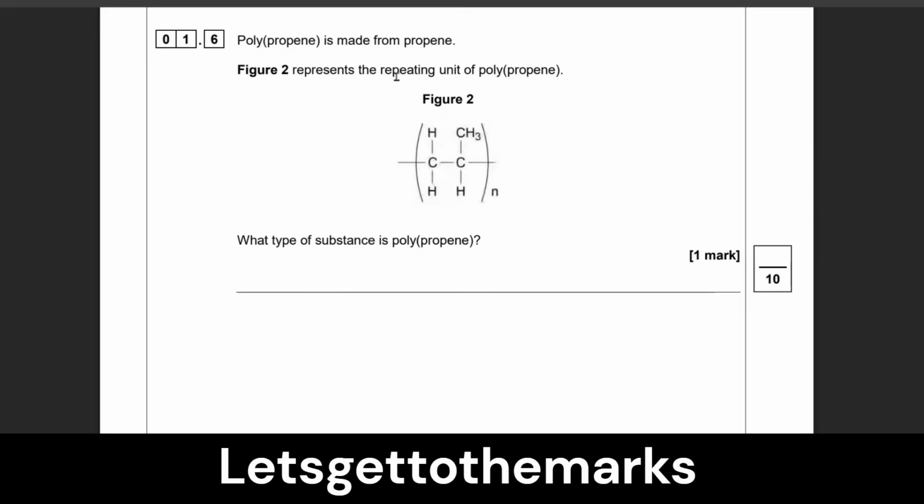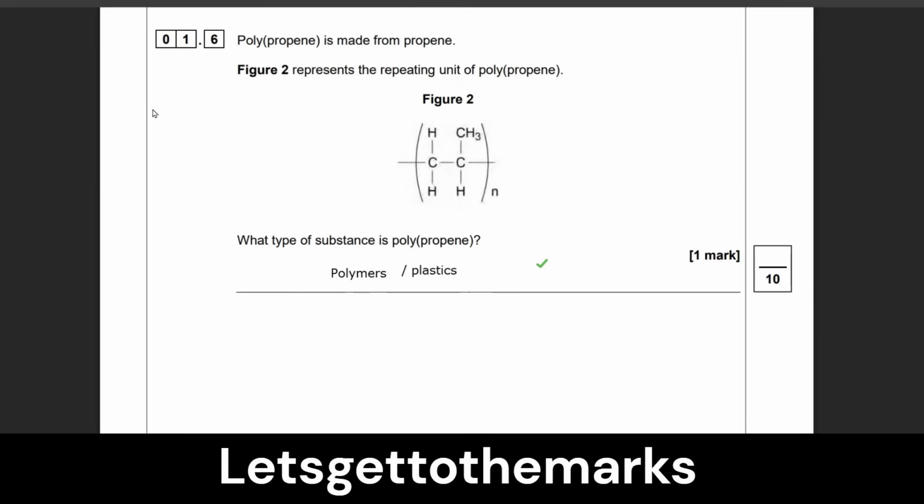Figure 2 represents the repeating unit of polypropene. Here we go. What type of substance is polypropene? So what's the general name for things like polyethylene, polypropene, polybutene? They're known as polymers. Many monomers joined together. You could give them their common name, plastics. And there we go. Let's give it a mark.